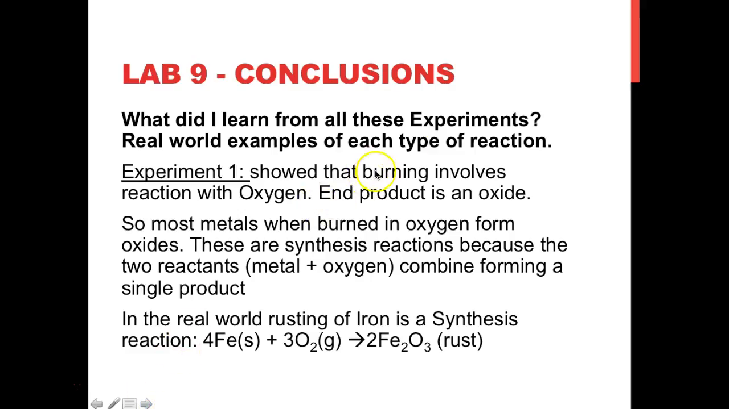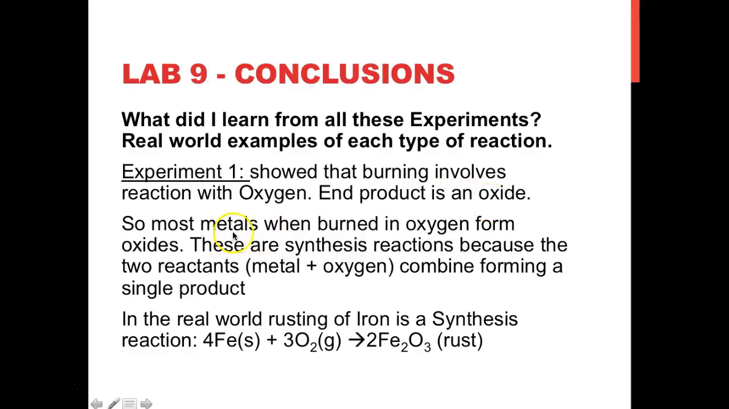So what did I learn from all of these experiments? Some real world examples of each type of reaction. So experiment 1 showed that burning involves reaction with oxygen, right? So when you burn something, that means you are oxidizing it because oxygen from the air is reacting with that reactant. So the end product is an oxide.